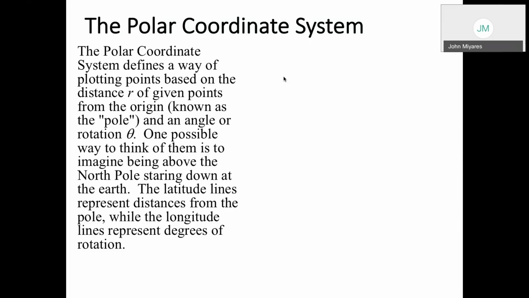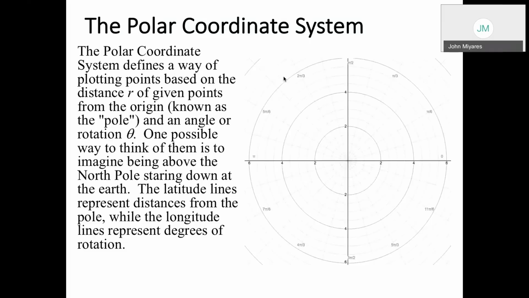The polar coordinate system gives us a way of plotting points based on a distance r from a point known as the origin, or the pole, and an angle of rotation, theta.